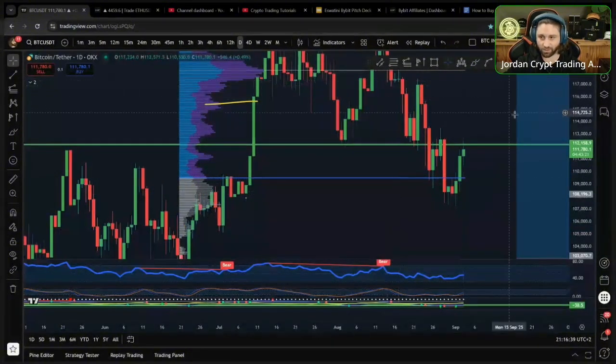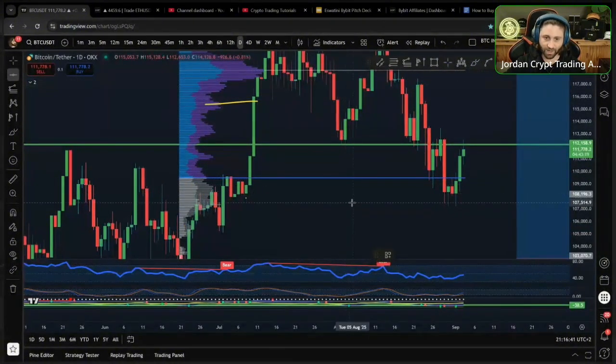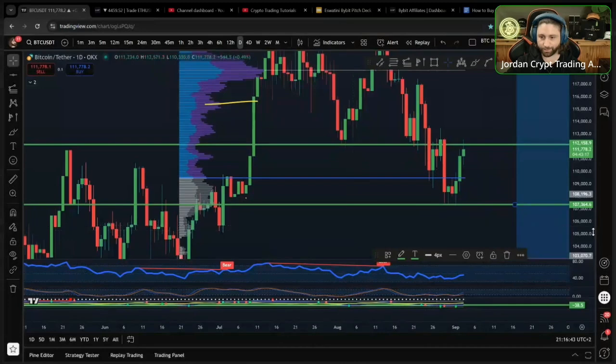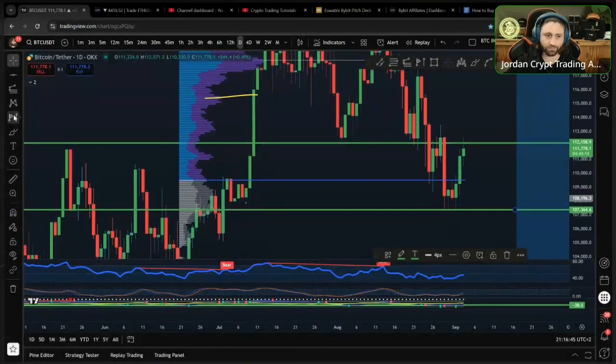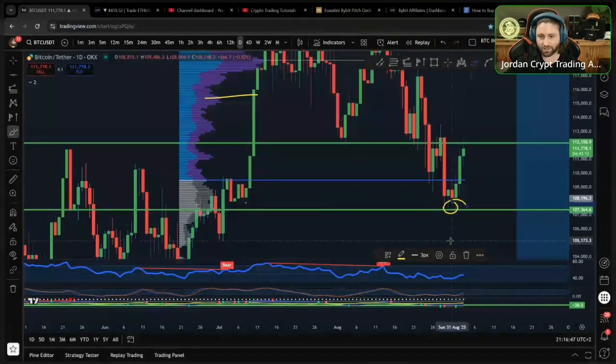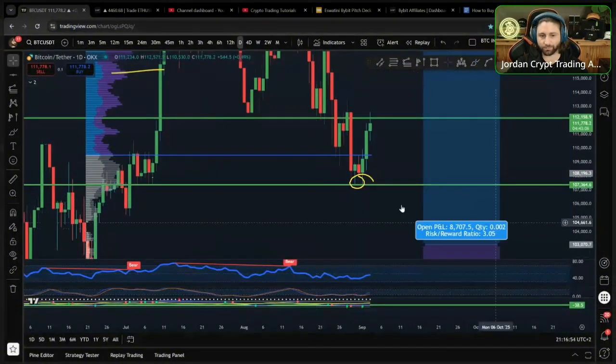You simply take your horizontal line and you place it, boom. As you can see, that was a wick sniper entry directly at that zone. Really, really beautiful.